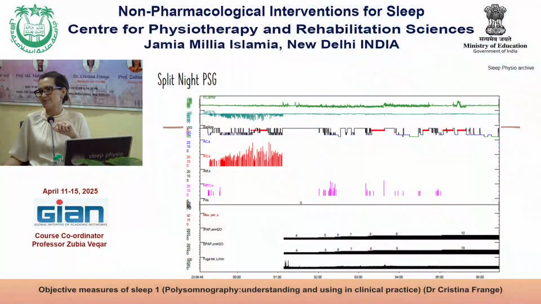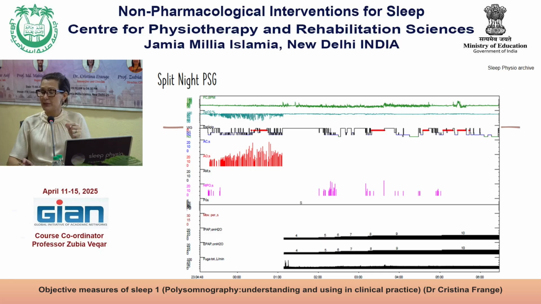But split night is not foreseeing the baseline. The first idea of this examination was that we could see the baseline and the PAP titration during one night, but this is not true. The baseline here is the baseline only for the first half of the night. The second half, that is also extremely important, is not shown here.